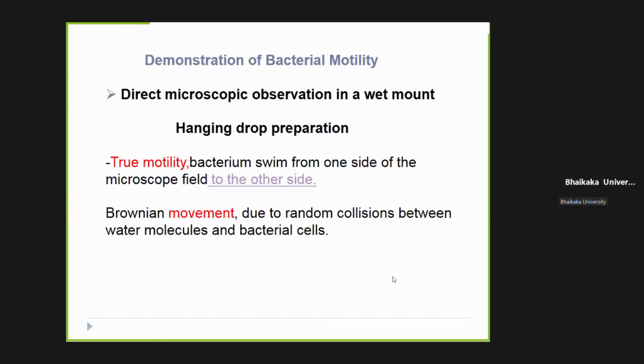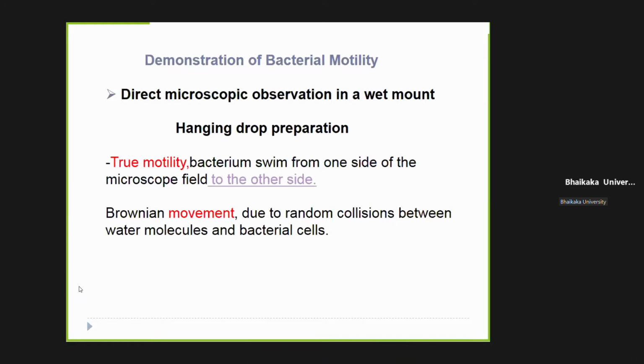Now, true motility is shown by the presence of flagella. They can move by themselves. So if bacteria swim from one side of the microscopic field to the other side in direct microscopic observation, we can say that these bacteria are truly motile and have flagella in their structure.